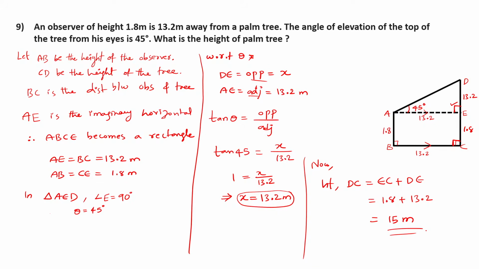So this is how we use trigonometry to find the heights and distances between various objects in our real life. If you can imagine the situation as if it is in front of your eyes, the problems will be easier.